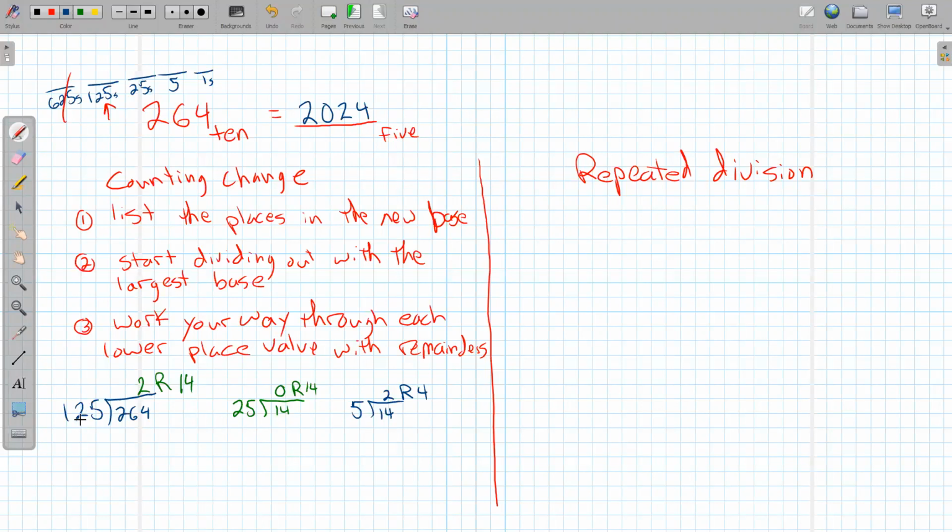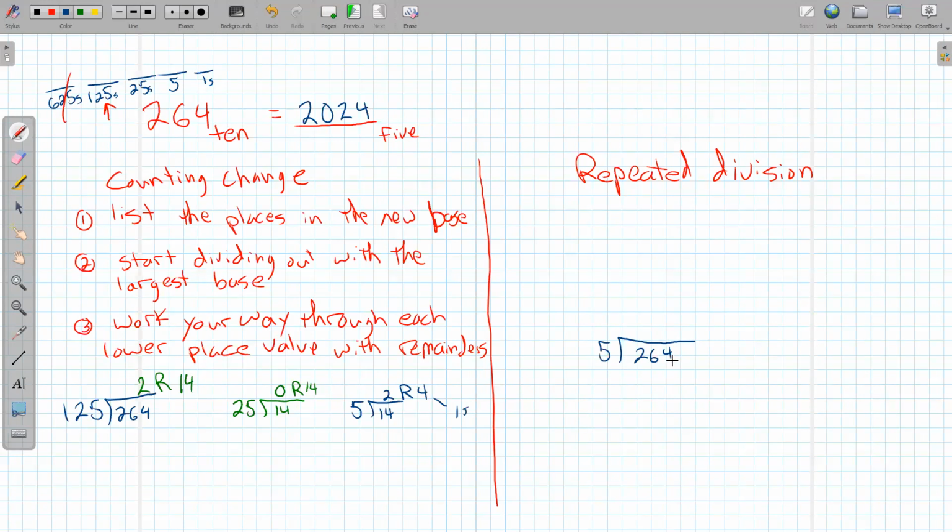So we start with the largest bill. See if we need any of the next largest bill, and we just work our way down, and finally whatever's left has to be our ones. So we're going to try that with the repeated division next. So repeated division, I need room above, so I'm going to scoot down a little bit, and I'm going to write, let's take 5 into the original number, 264.